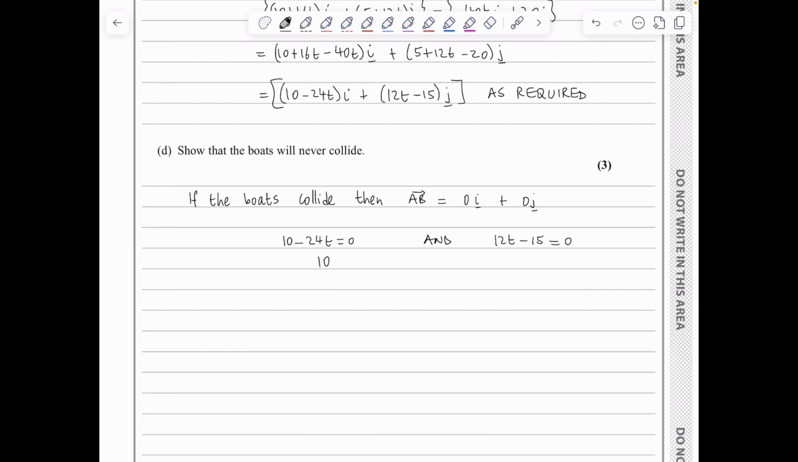So we're looking at 10 is 24t, and if I divide both sides by 24, I get an answer for t of 0.4, and we also have 12t being equal to 15, and if I divide both sides by 12, we arrive at t being 1.25. Well, we can easily see that the two values do not agree, and since we've got different values of t, this simply means that the two boats will never collide.